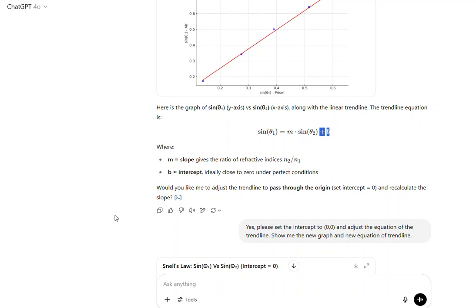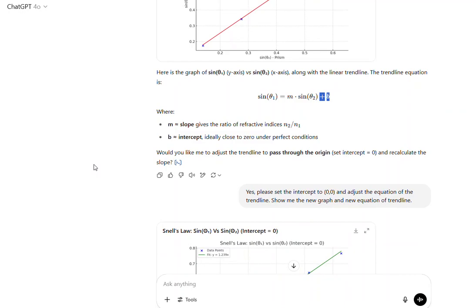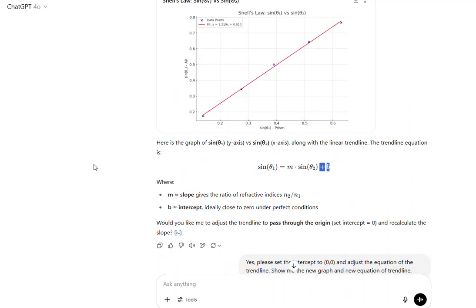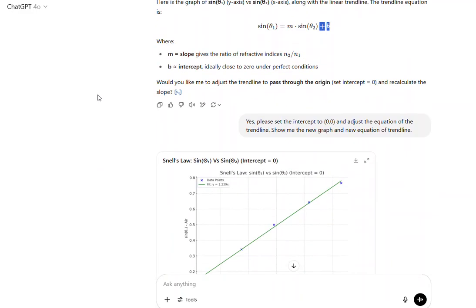I say, of course, yes, please set the intercept to 0,0 and adjust the equation of the trend line, show me the new graph and the new equation of the trend line. So it did it. It adjusted. In the first case, the slope was 1.219. In the second case, after the adjustment, it was 1.239.